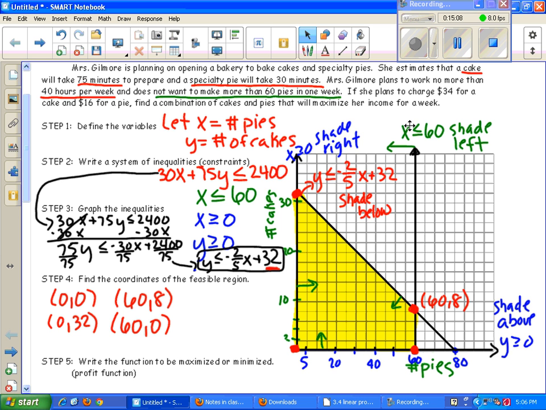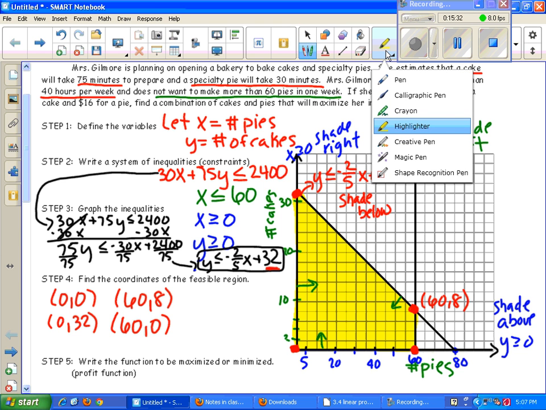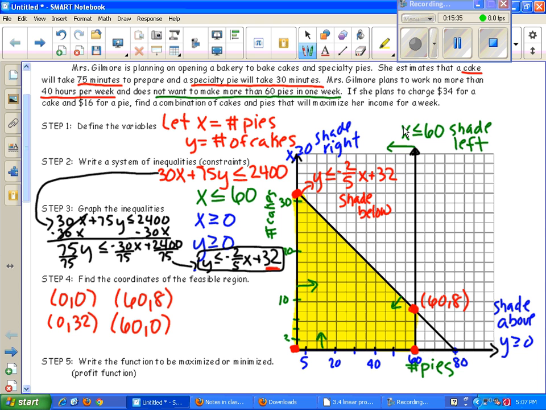It says write the function to be maximized or minimized, which is called your profit function. So your profit function is most often the part of our example that was asking the question where it says when her or his maximum income is going to be, or minimizing the income. So I'm going to highlight in my word problem so that you guys can see. So it says if she plans to charge $34 for a cake and $16 for a pie, find the combination of cakes and pies that will maximize her income for a week.